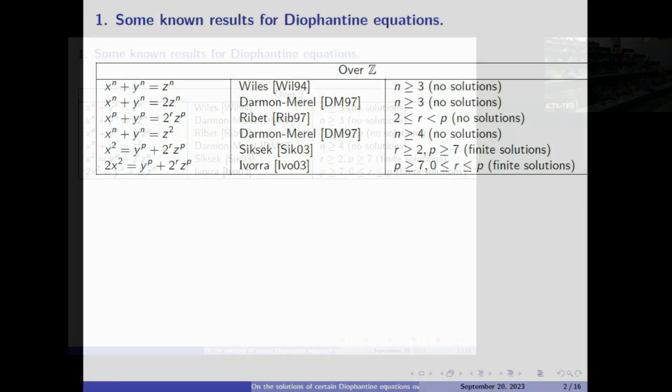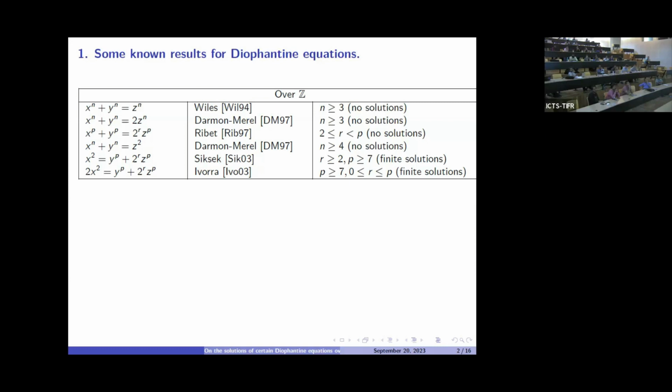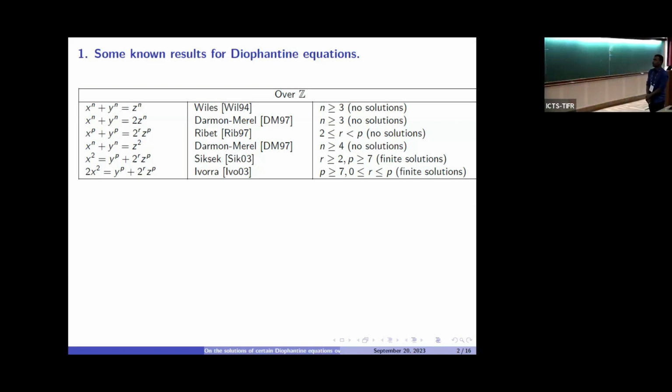Then in 1997, Darmon and Merel studied the equation x to the power n plus y to the power n equal to 2z to the power n. They proved that this equation has no non-trivial primitive solution for n greater than or equal to 3. And then Ribet in 1997 studied the equation x to the power p plus y to the power p equal to 2 to the power r z to the power p, with 2 less than or equal to r less than p. Here p is a rational prime. He proved that this has no solution.